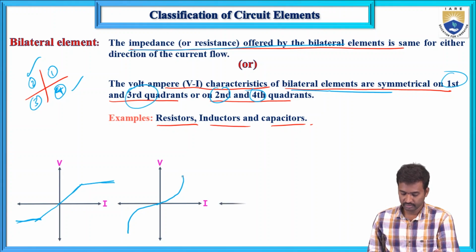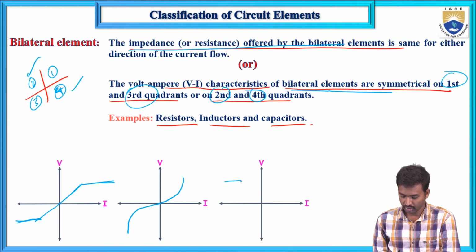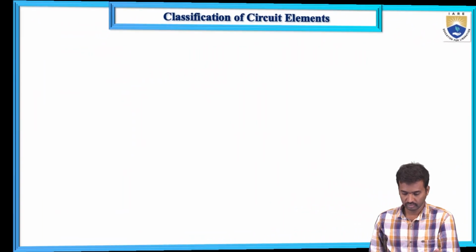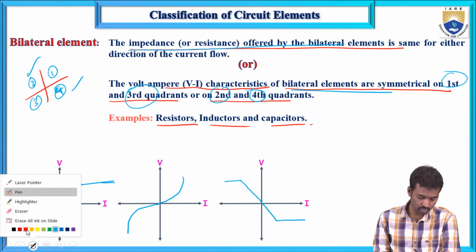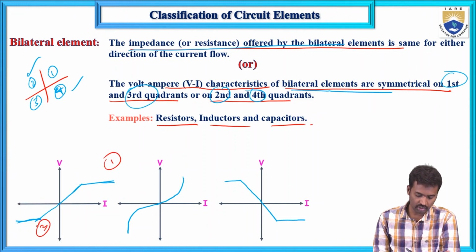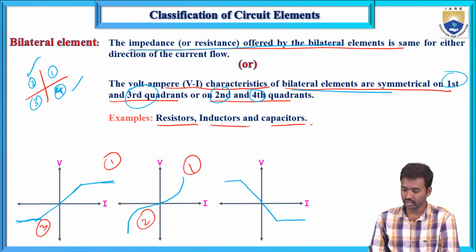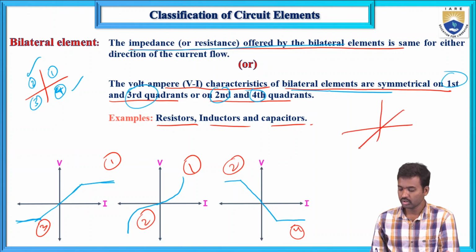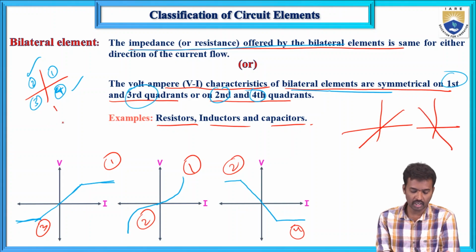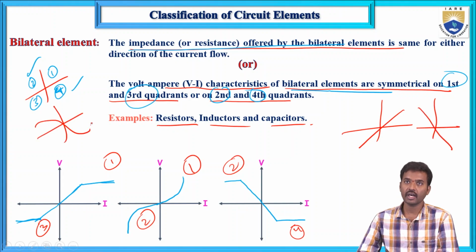And next, this one is also bilateral. First quadrant image and third quadrant image are the same. First quadrant image and second quadrant image are the same. And the second and fourth quadrant images should be like this also, so it is satisfied. This is also satisfied, and this one, and this one. All these characteristics are under the category of bilateral elements.